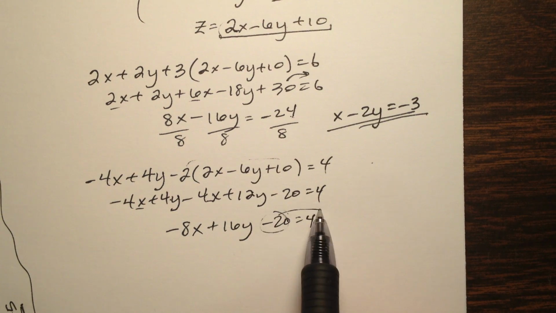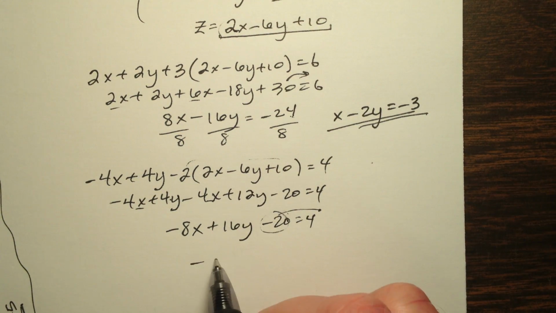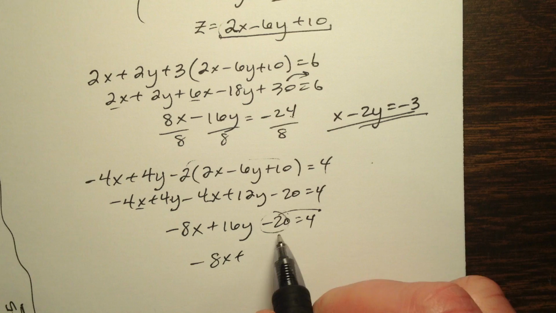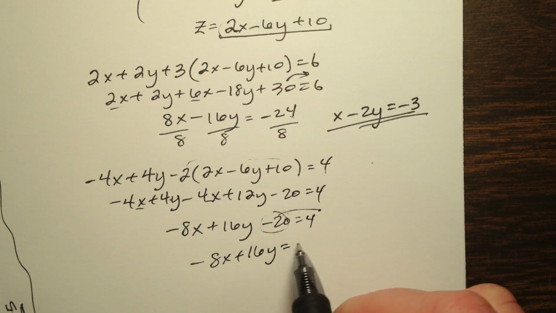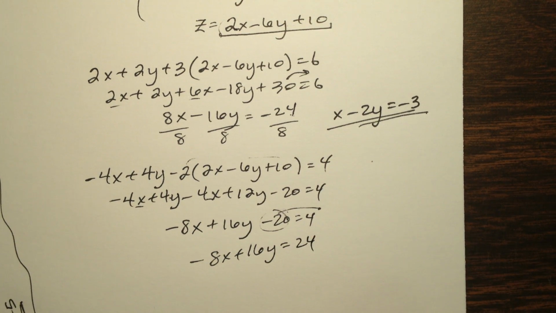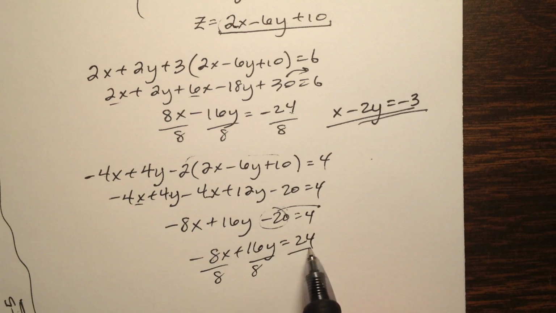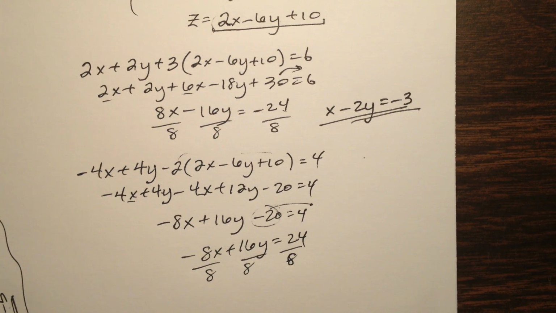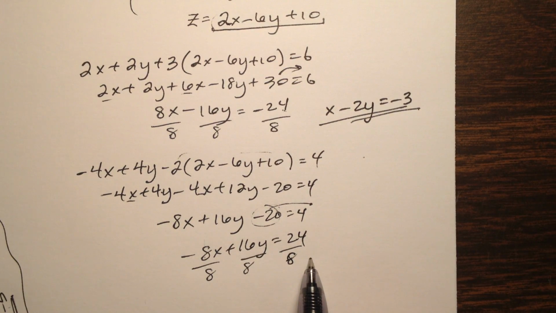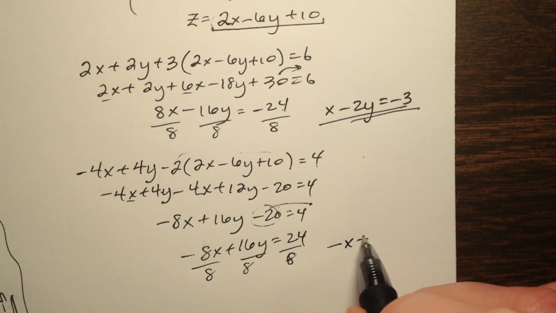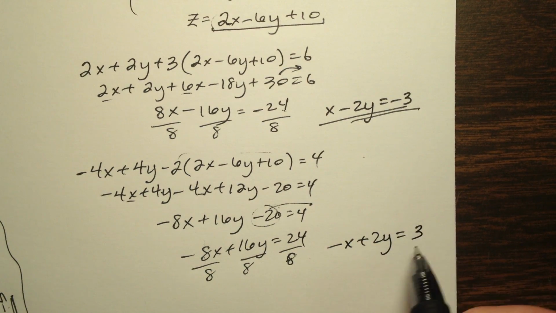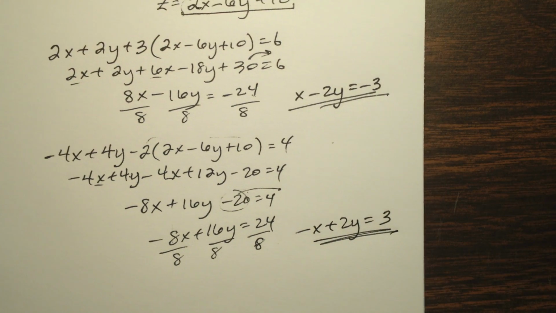So let's push this negative 20 over to the right side. So it'll be a positive 20 over there. So 20 and 4 makes 24. Same thing here. I notice that each of these terms is divisible by 8. So let's go ahead and get rid of an 8 there by dividing every single term by 8. So it looks like a negative x plus 2y equals 3.